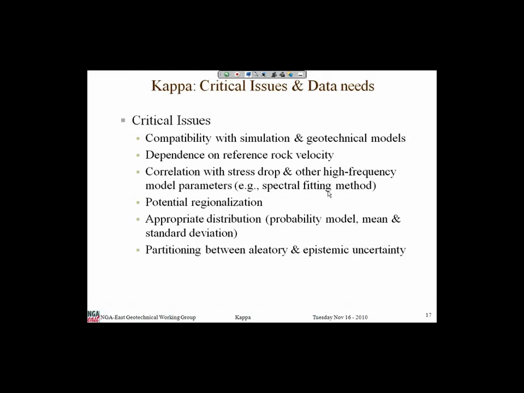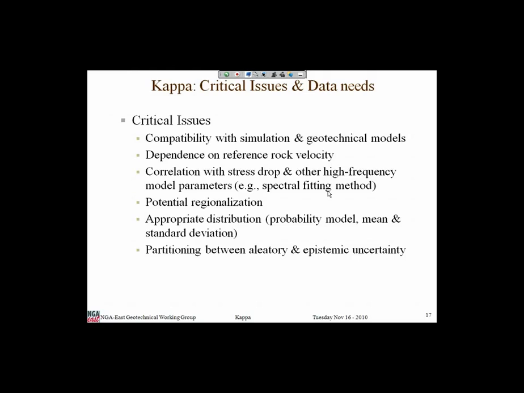Potential regionalization, I don't really think that's an issue, just like it's not for reference velocity. I'm sure if it's not an issue for reference velocity, it's not going to be an issue for Kappa for sure. The appropriate distribution, I've sort of thrown out the idea of a normal, but it could be log normal or something else.